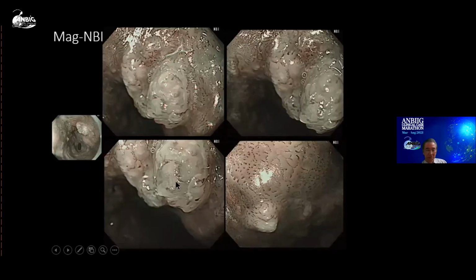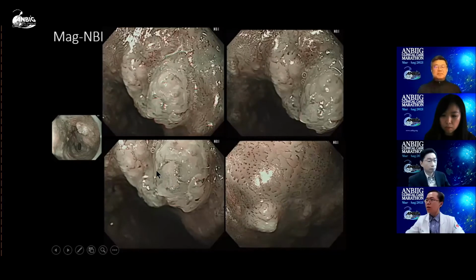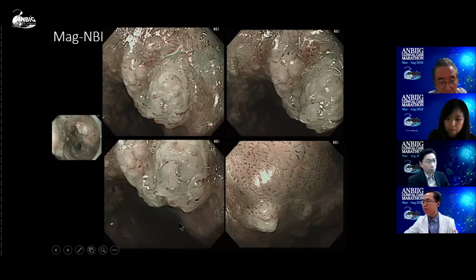Okay, so I have a question for Professor Inoue. Is this a B3 microvessel? No, I don't think so. This is very difficult. You may see it because on the surface you can see a brownish area, a little bit left up.